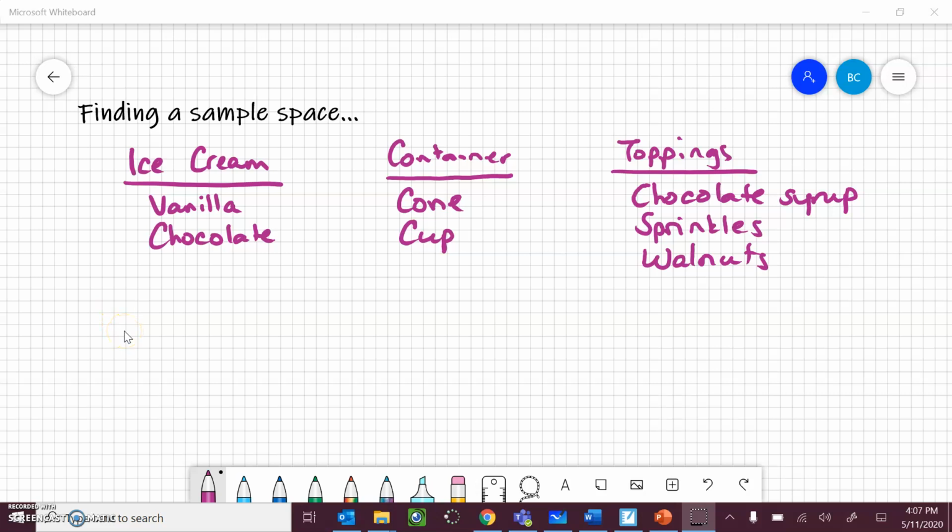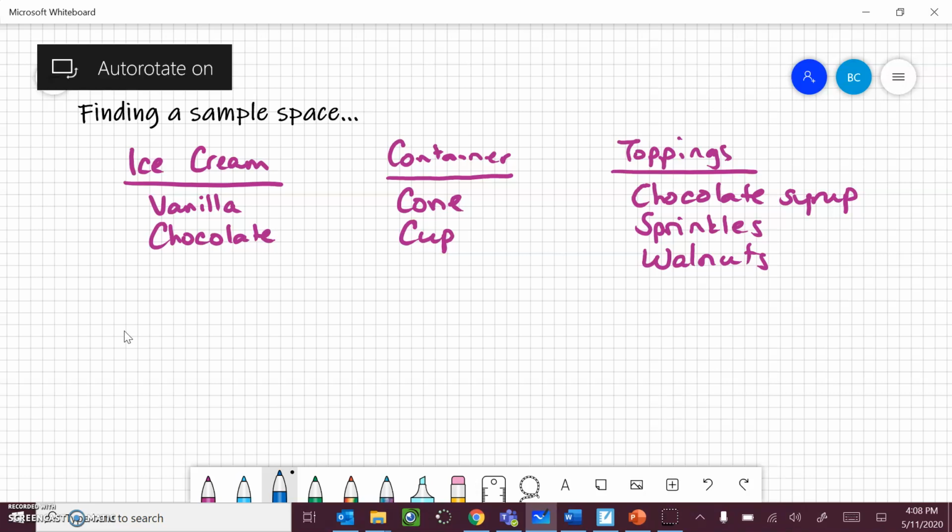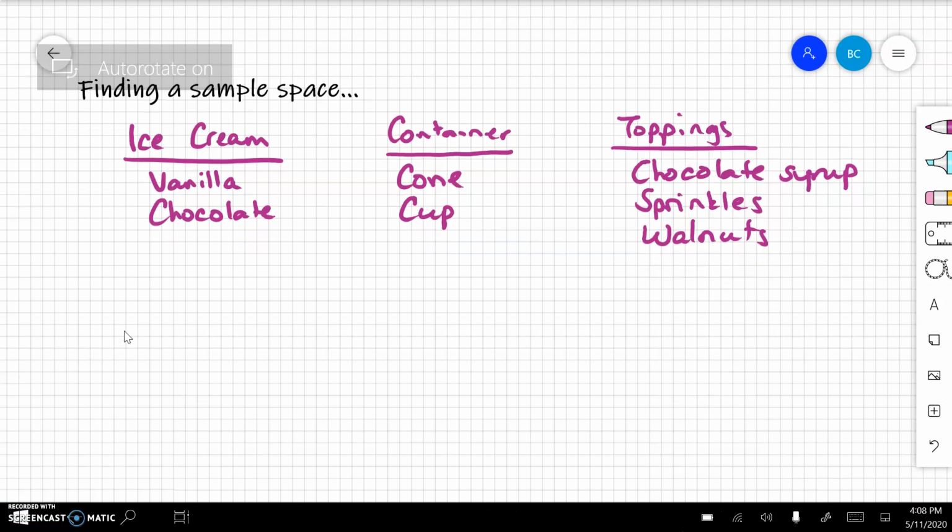It's where I have multiple options. So in this case, I'm going to think about going and getting some ice cream. I've got a couple of different flavors of ice cream. I have a couple of different containers that I can put it in, and I have a couple of different toppings that I might choose from as well. So you can think about what kind of ice cream you would like, but then we're going to look at the sample space by making a counting tree.